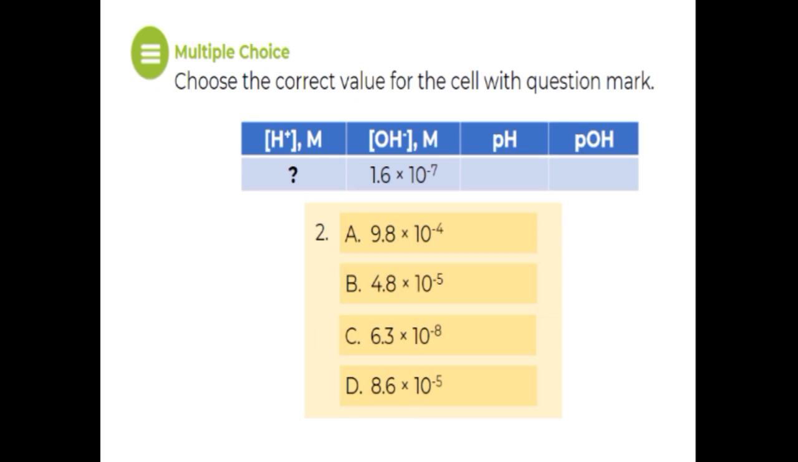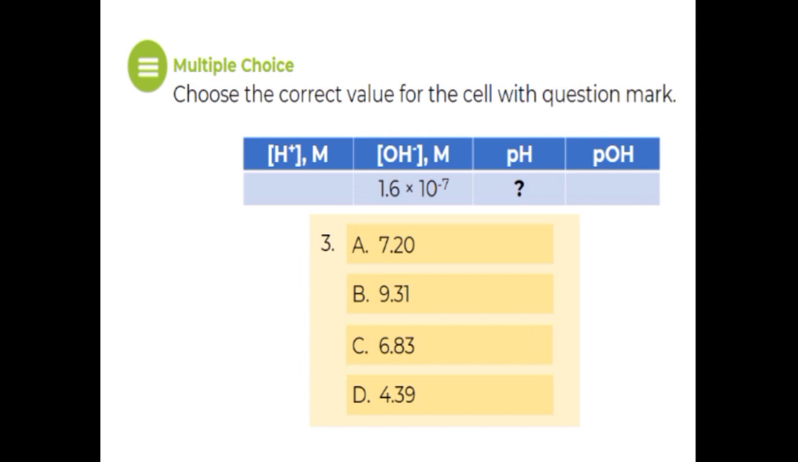Number 2. Choose the correct value for the cell with question mark. A. 9.8 times 10 raised to negative 4. B. 4.8 times 10 raised to negative 5. C. 6.3 times 10 raised to negative 8. Or D. 8.6 times 10 raised to negative 5.